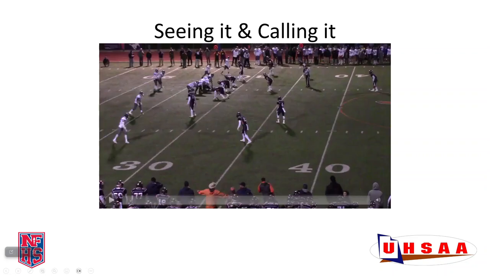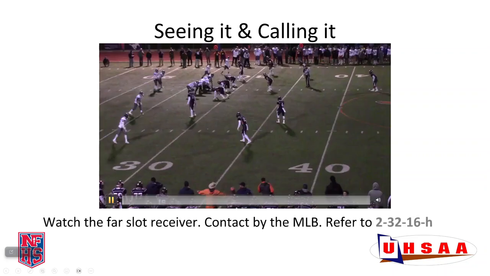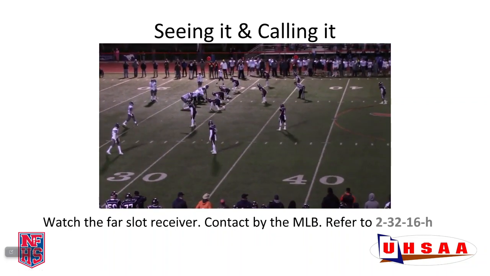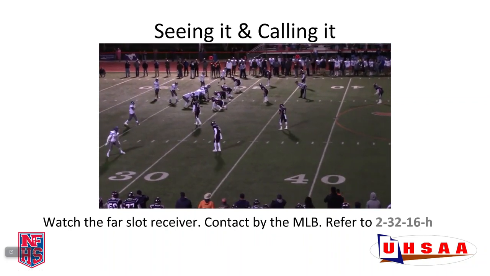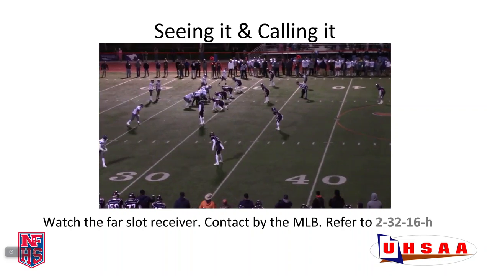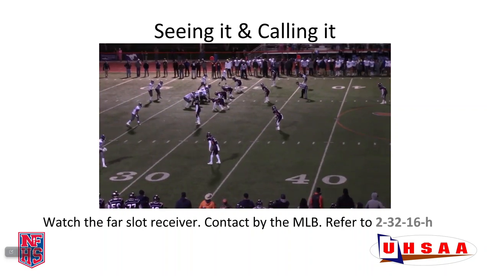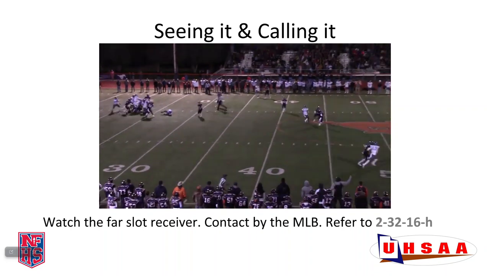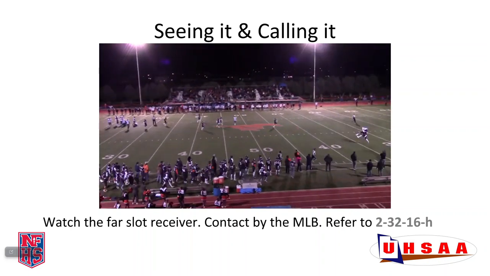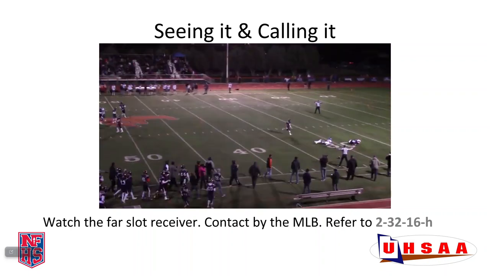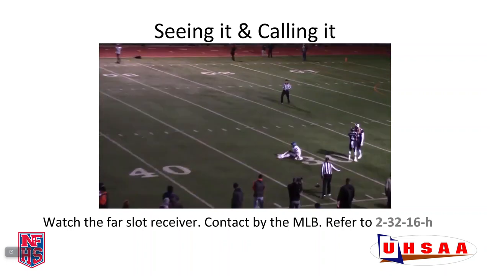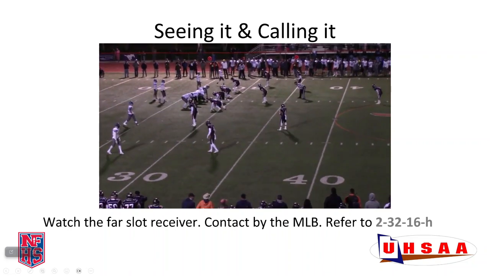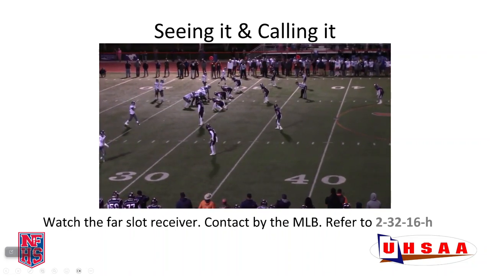All right, next one. This time I'm going to start this one up because it runs a little bit, but watch the far slot receiver at the top of the screen and watch the contact by the middle linebacker. In this case, you're going to refer to 232.16H. And what we'll see right here, there it is, a hit that's delivered with the shoulder, not with open hands, and delivered with the shoulder against a player whose focus of concentration was elsewhere. So let's look at it and see if we can spot it one more time. This is another one that we want to penalize.